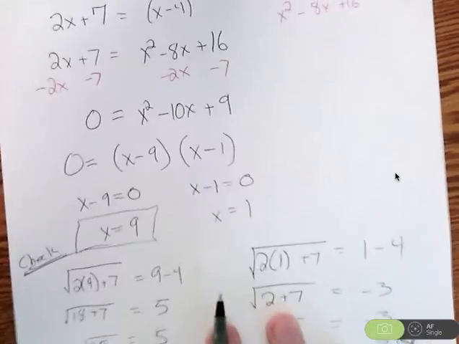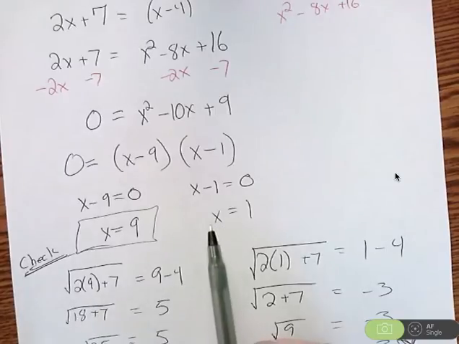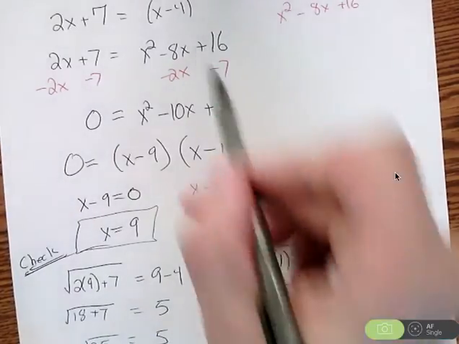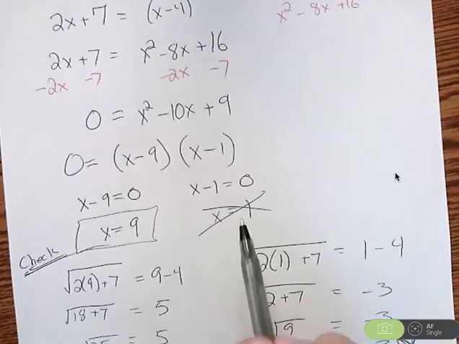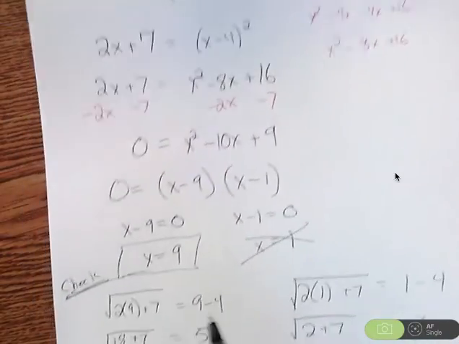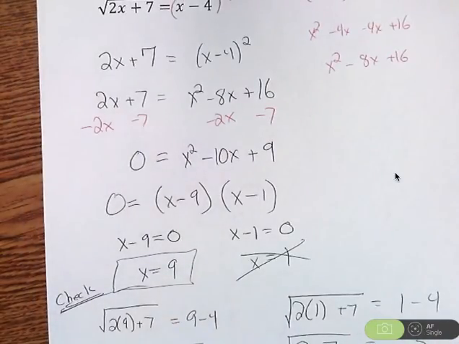What that means is we did not do our math incorrectly. That means that this x equals 1 is an extraneous solution. So even though we solved correctly mathematically, it's an extraneous solution and we are not going to use it as one of our solutions. So when we report our answer to this, the only answer is x equals 9.